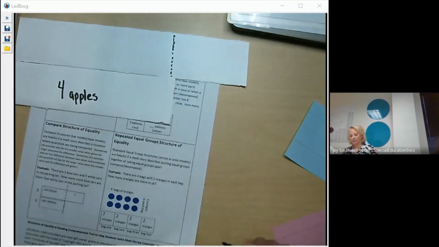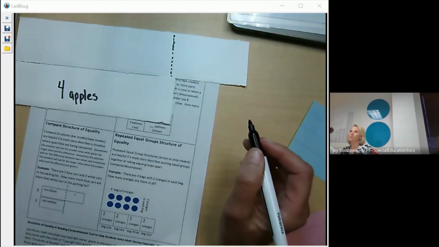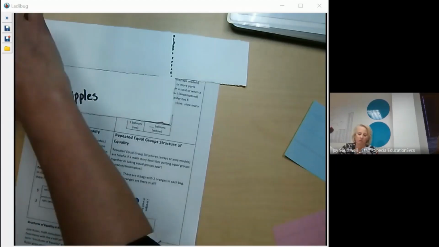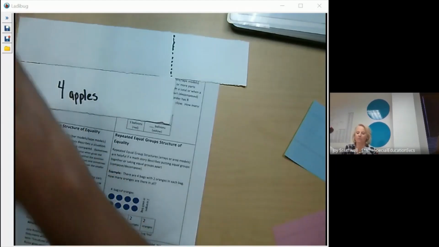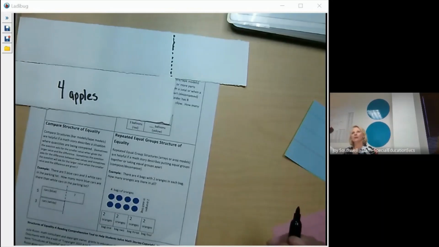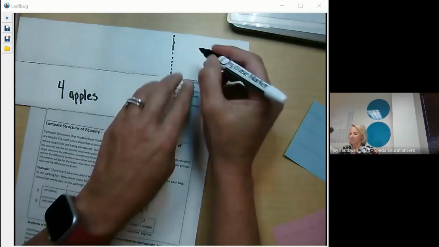So say I have 4 apples. Joy has 2 more apples than I do. If I have 4 apples and Joy has 2 more apples than I do, where does the 2 go? Yes, the 2 goes over here.